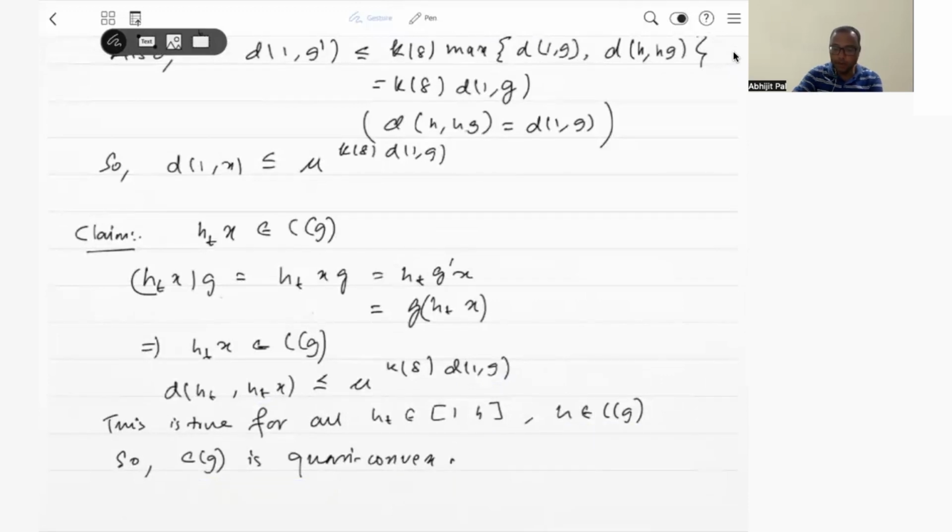Okay, so we'll stop here. In the next class, we'll prove that the intersection of two quasi-convex subgroups is again a quasi-convex subgroup.